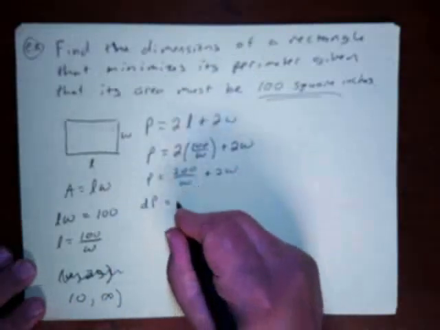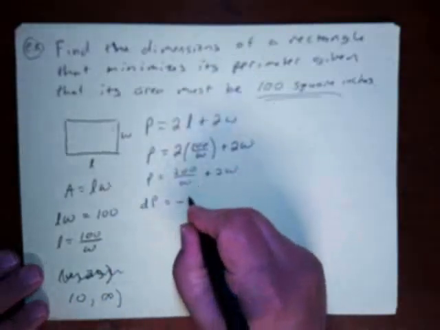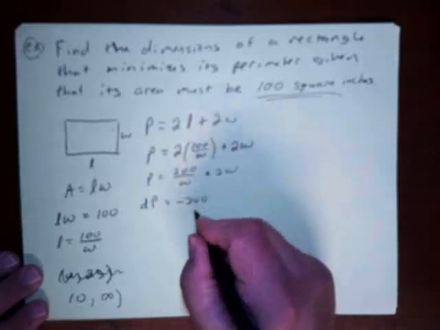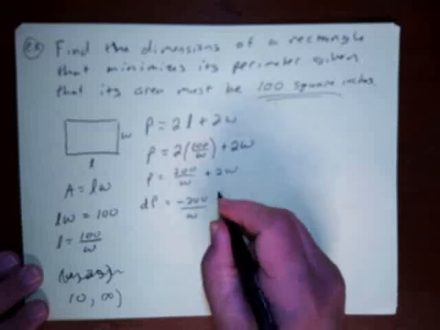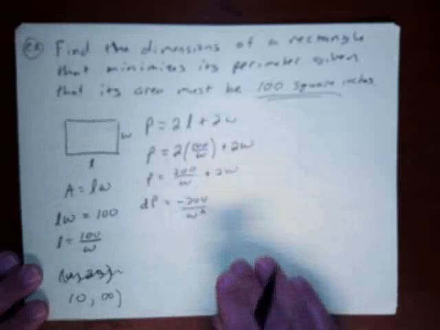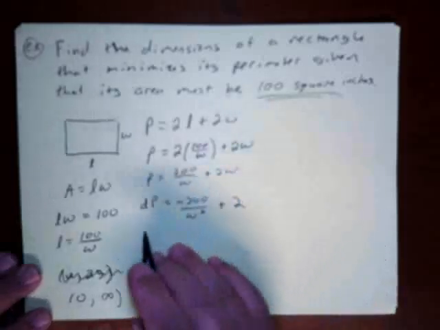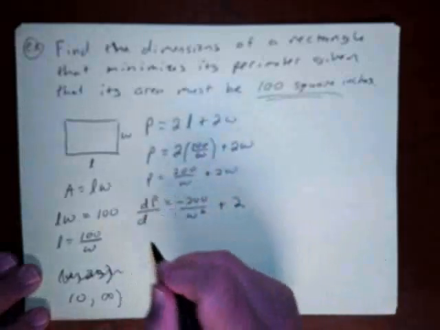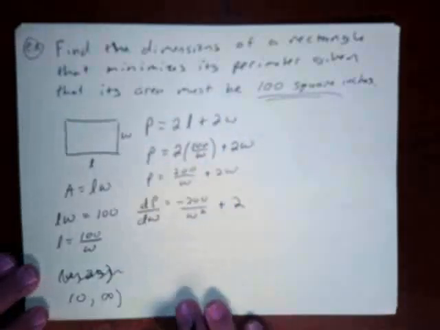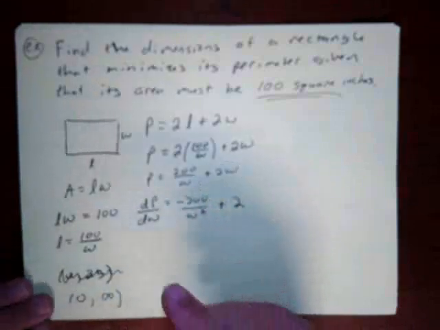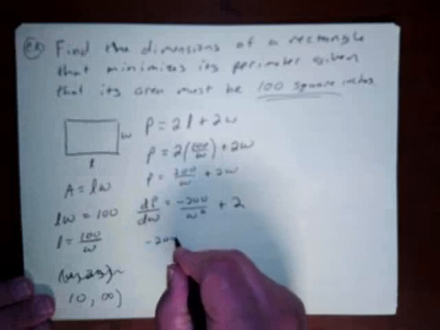So this is going to be negative. It's like a -1 exponent. I'm bringing that down. -200, subtracting 1 from the exponent will give you a -2 exponent, which would be W squared, like that. And then this is plus 2. So this is dP/dW. Okay, so this is my derivative, and now I'm going to set my derivative equal to 0.